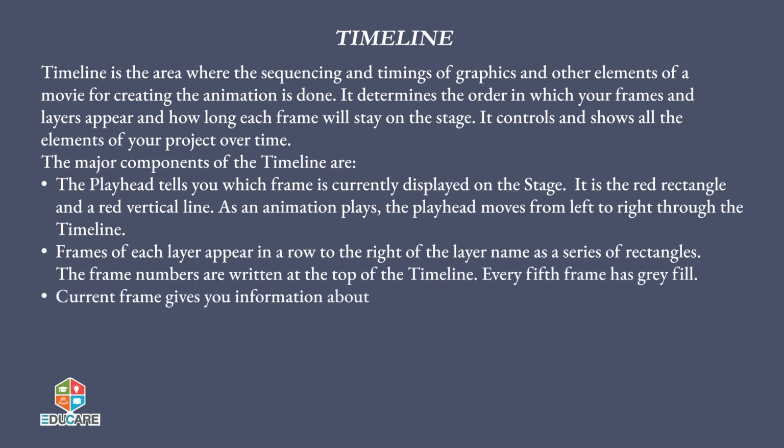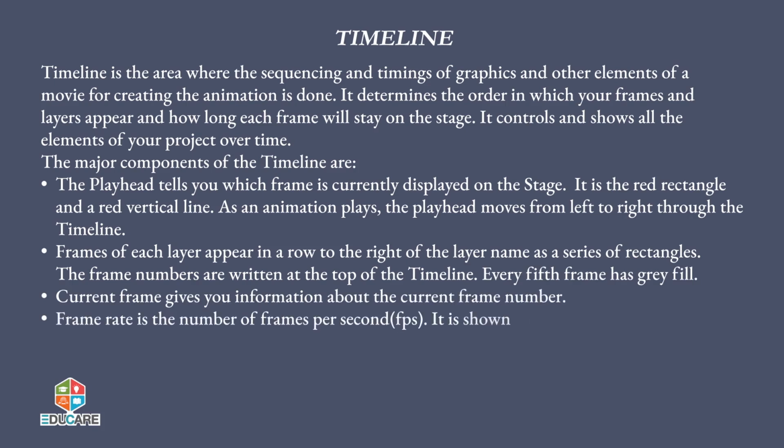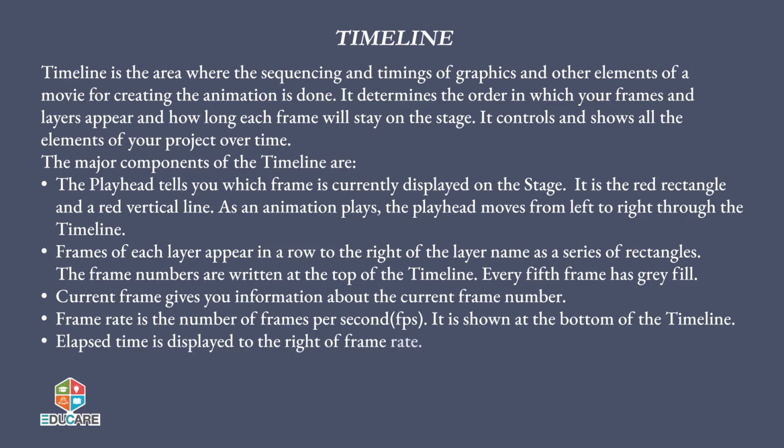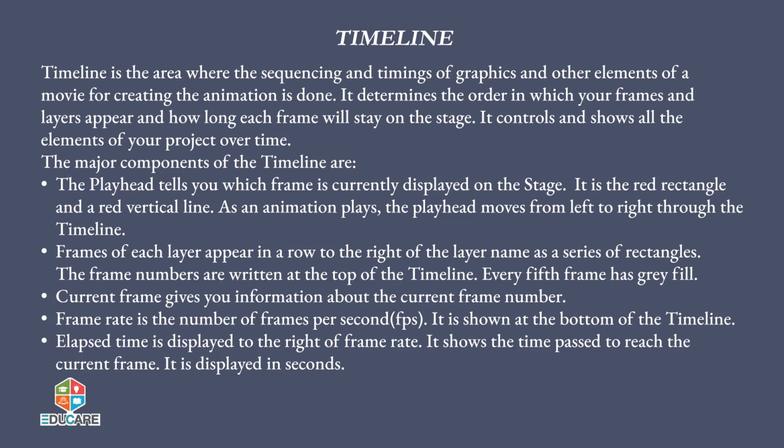Current frame gives you information about the current frame number. Frame rate is the number of frames per second, FPS. It is shown at the bottom of the timeline. Elapsed time is displayed to the right of frame rate. It shows the time passed to reach the current frame. It is displayed in seconds.